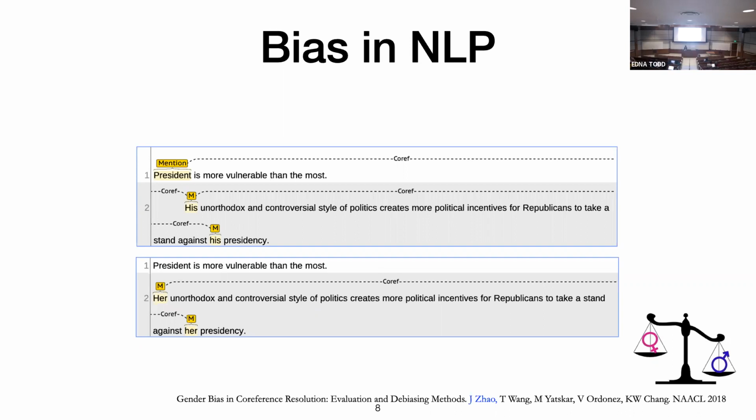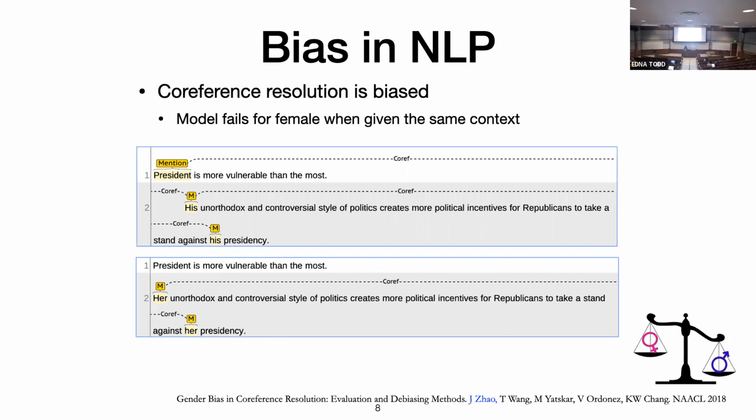Similarly, the model fails to correlate females with certain occupations, such as professor, lawyer, or doctor, which in return will also influence downstream tasks.